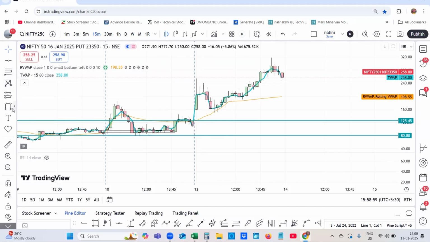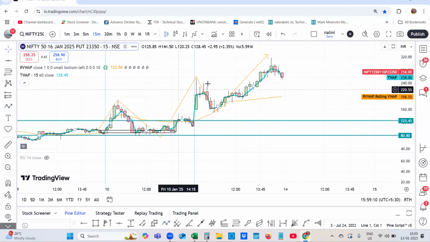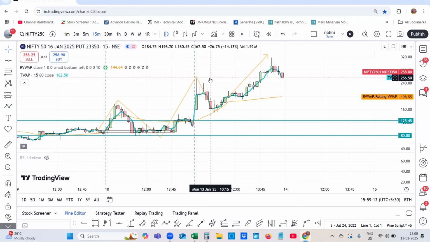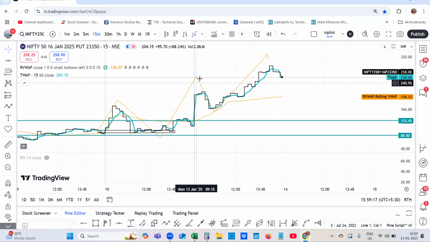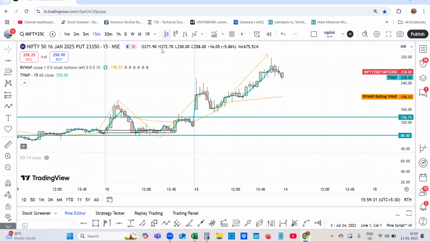Let me take the tool. Where is the structure it is making? It's a higher high. The structure is higher high. If I change the path to step line, you can see this is the guideline for you people. This is the stop loss. This level 137, it came near 100, and if I make it a candle chart, the low is 149. So this is how you could have taken the trade.